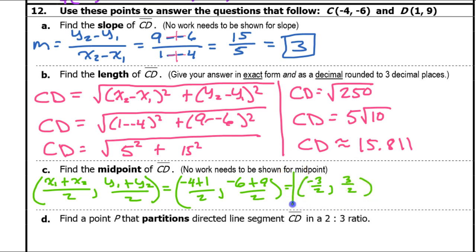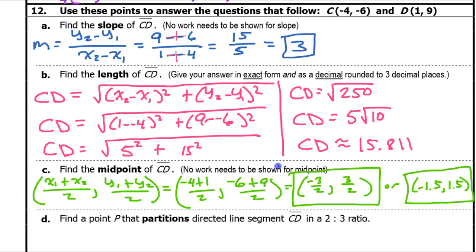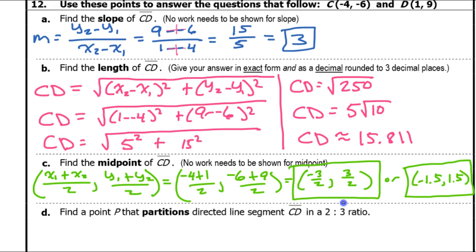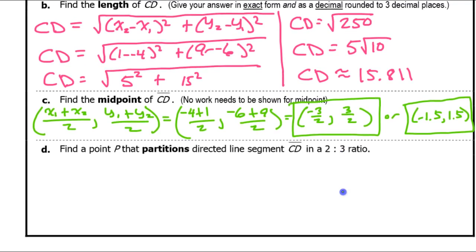Okay, so that's an answer right there if we just leave it in fraction form. Or we could have negative 1.5 comma 1.5. That's another form of the same answer. Okay, finally that leaves partitions.